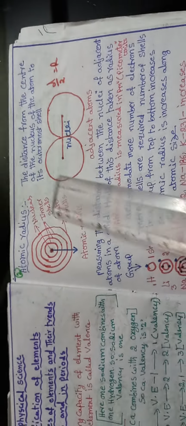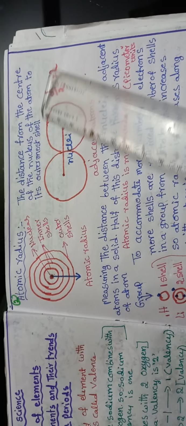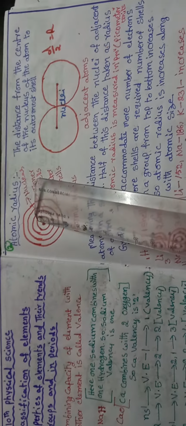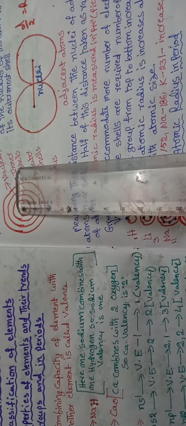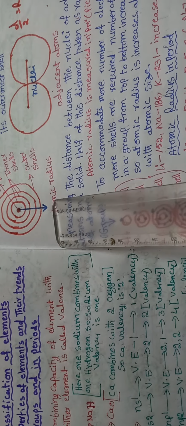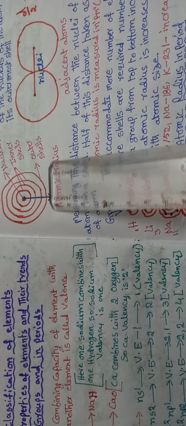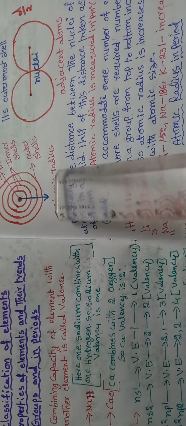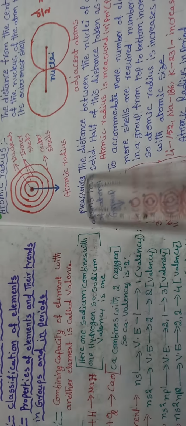Next one, atomic radius. It is the distance from the center of the nucleus of the atom to its outermost shell. This is an atom of an element. Inside the atom the nucleus is there, and the outermost shell. Between the nucleus and outermost shell, inner shells are there. So the distance between the nucleus and the outermost shell is called atomic radius.